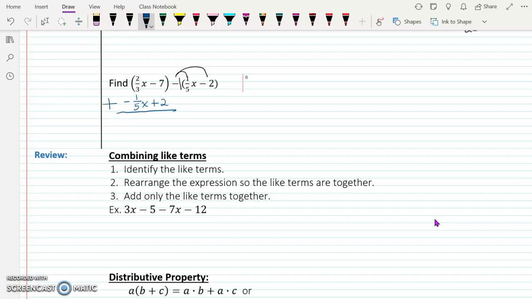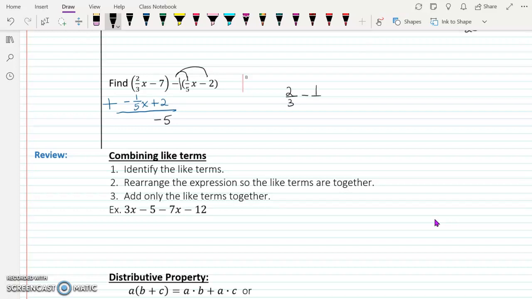Now I'm ready to add these. So I've got -7 plus 2. That's going to give me a -5. Signs are different, so I'm going to subtract, get 5. Bigger number is a negative number. I have more negatives than positives, therefore that needs to be a -5. Okay, and then let's do this 2/3 minus 1/5 over here on the side.